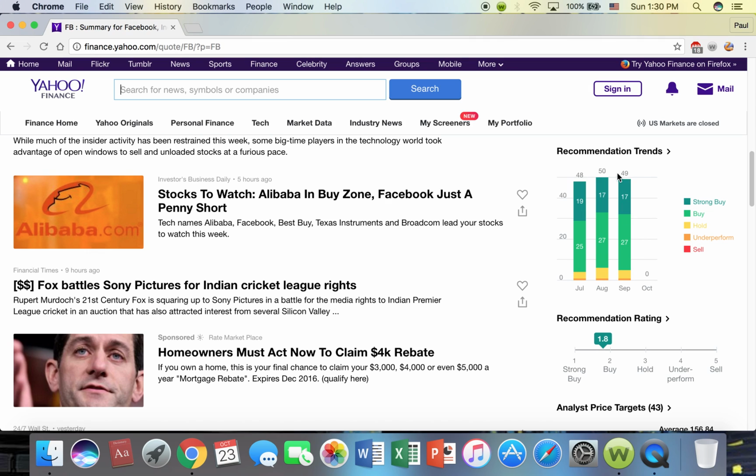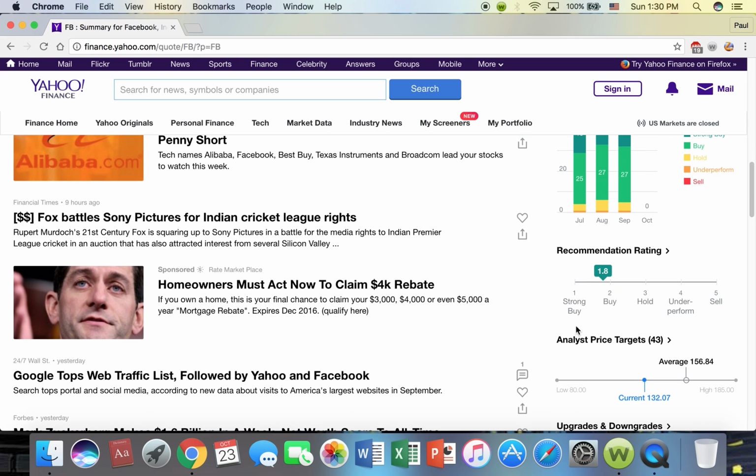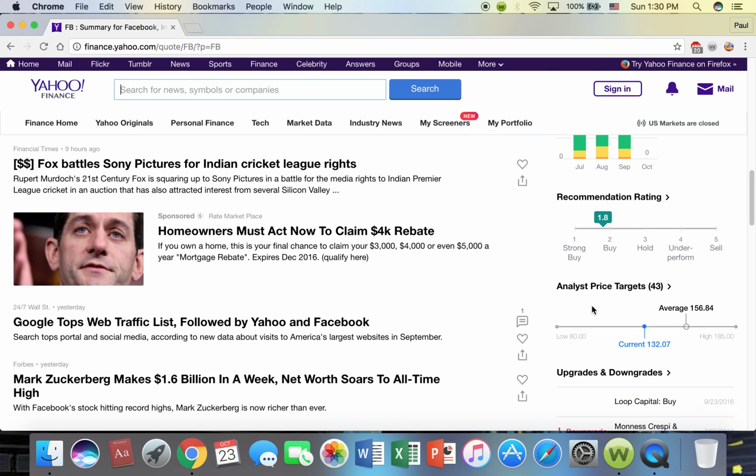The more analysts you have, the better. That means there's a wider range of people looking at the stock from a lot of different views, and this average here is going to be more and more accurate with the more people you have. If you only have like 5 to 10 analysts, then you want to do more research yourself.